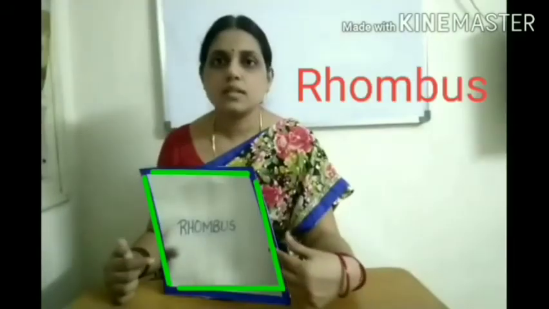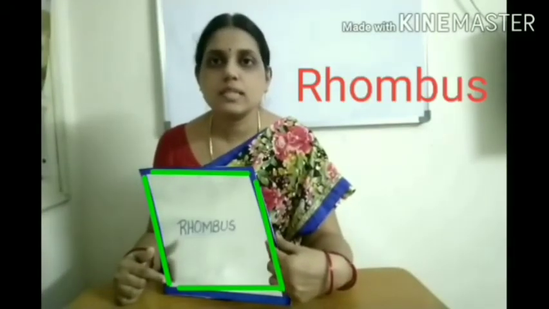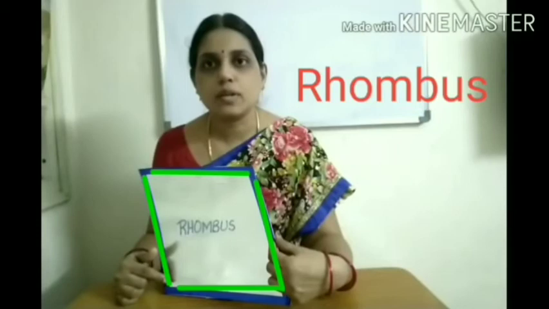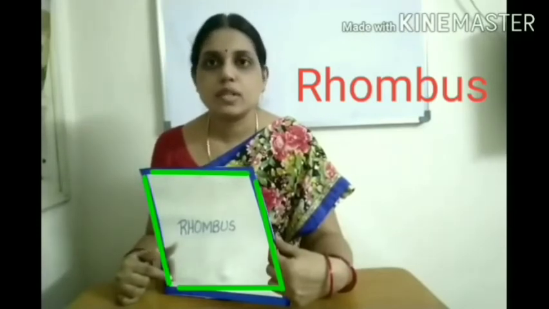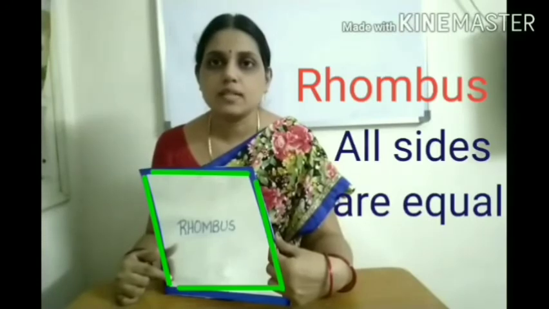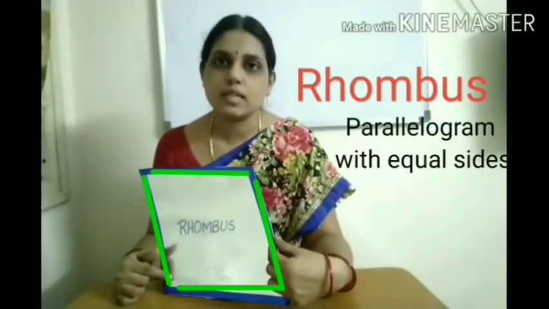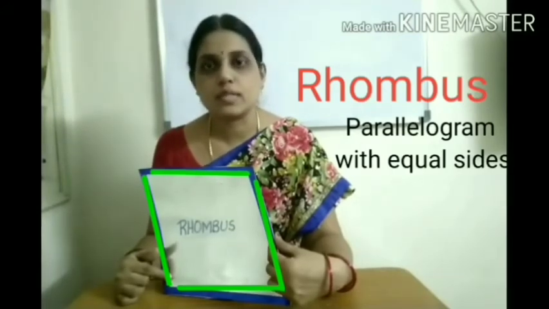This is a rhombus. This is a special type of parallelogram. So here, how is it special from parallelogram? That is, all the sides are equal. So parallelogram with all sides equal becomes the rhombus.